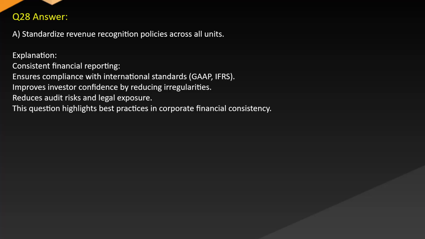Answer A. Standardize revenue recognition policies across all units. Explanation. Consistent financial reporting ensures compliance with international standards, GAAP and IFRS, improves investor confidence by reducing irregularities, and reduces audit risks and legal exposure. This question highlights best practices in corporate financial consistency.